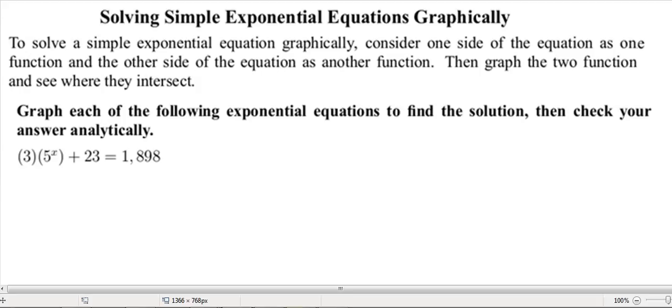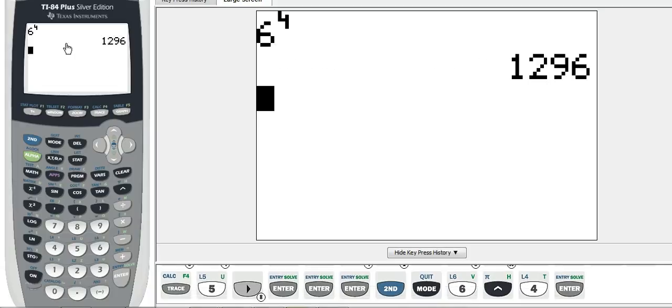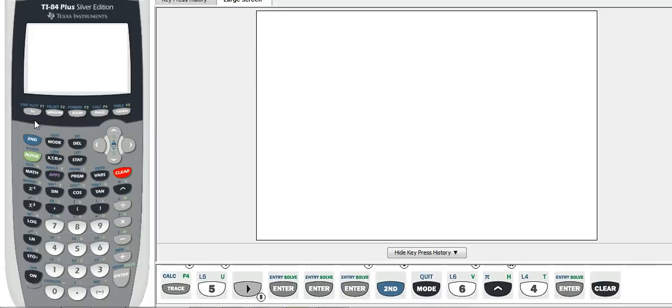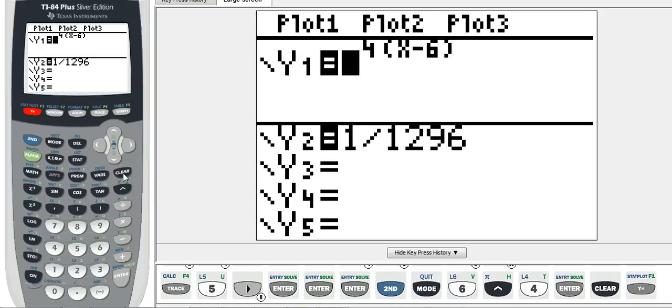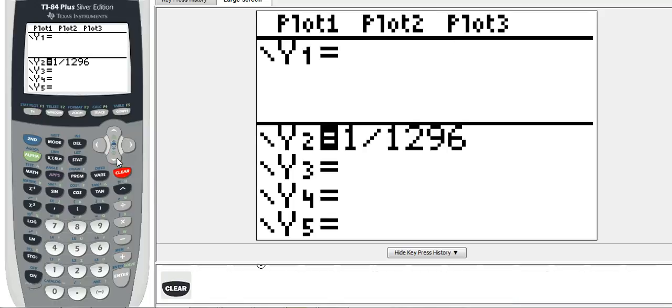Hello and welcome back. We're going to do a second example of solving exponential equations graphically. So on this one, we're going to enter the left side of this given equation into y sub 1, and the right side into y sub 2. So we'll go ahead to our calculator, and let's get that cleared out. Go ahead and clear our y equals.